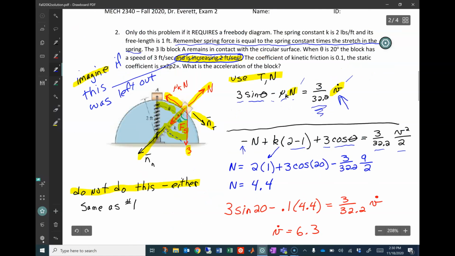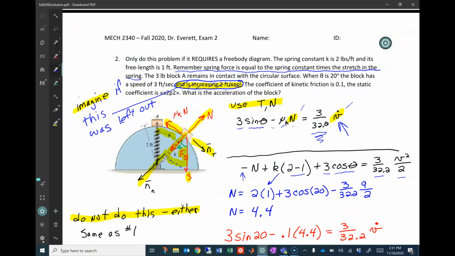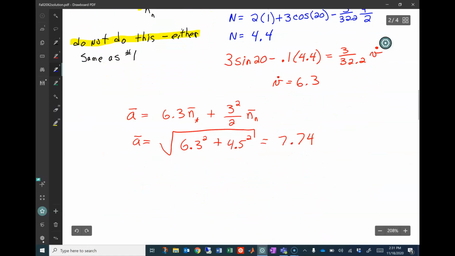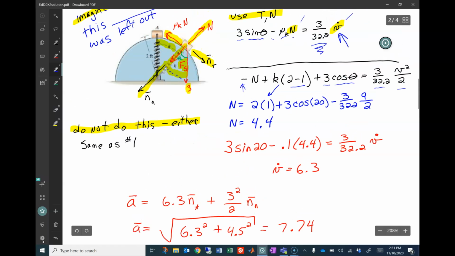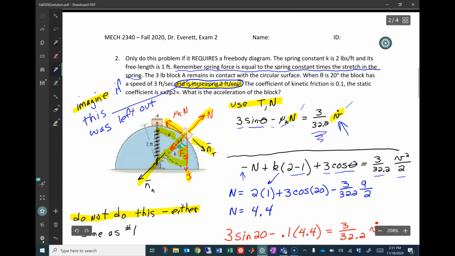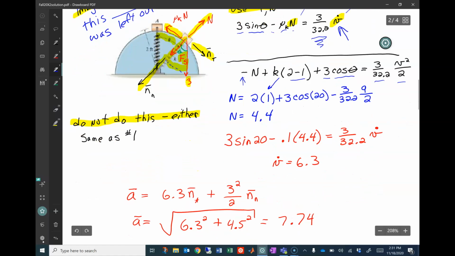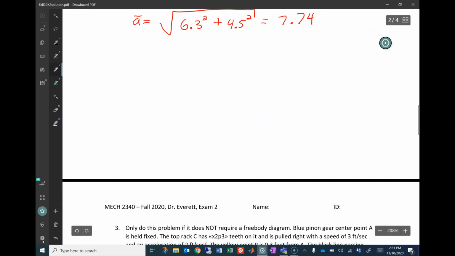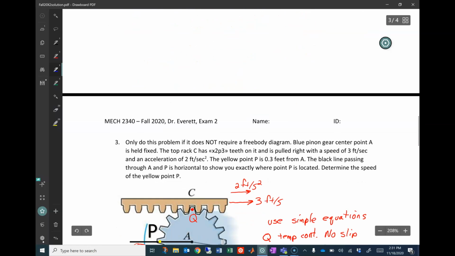Now what it asks for is the acceleration. Okay, so either you give me the 2 numbers or you get the acceleration magnitude. But anyway, if you want the magnitude, then you just square the 2 and take the square root, 7.74. But again, like I said, it shouldn't have been done because it really didn't need a free body. But if you did, then I graded it as if it was a legitimate thing to be done. Okay.